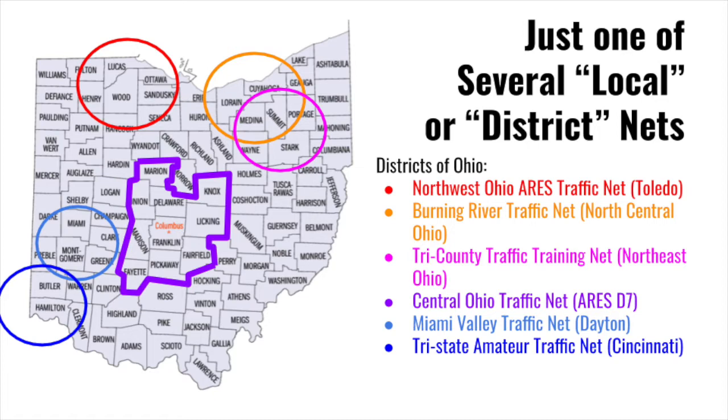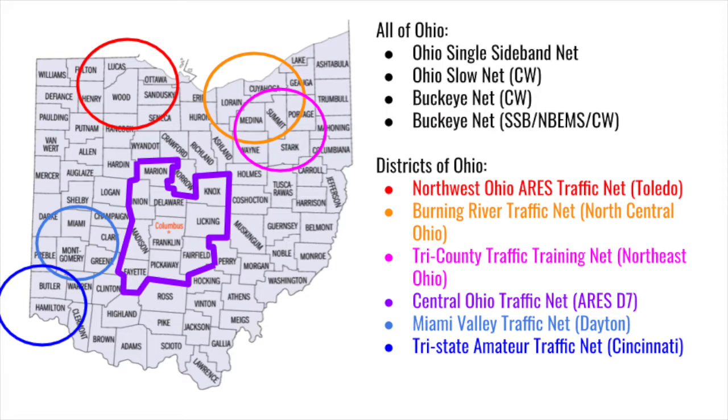Just south of that, the Tri-County Traffic Training Net. Then, of course, there is Central Ohio Traffic Net in District 7 in the center. To the west, we have the Miami Valley Traffic Net centered around Dayton. And then a little further to the south in the Cincinnati area, we have the Tri-State Amateur Traffic Net.